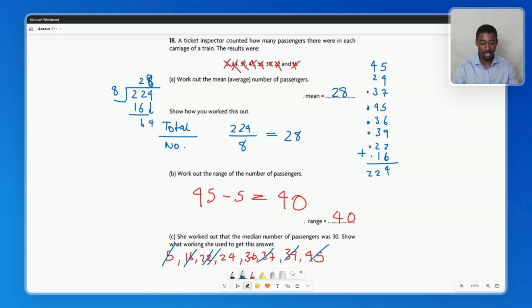Okay, so now the middle numbers we have are 24 and 36. So we want to find the middle of 24 and 36, which we can do by adding these two numbers together and then dividing by 2. So 24 plus 36 is going to be what? Well, 20 plus 30 is 50. 4 plus 6 is 10. So 50 plus 10 is 60. So 60 divided by 2 is 30, which is why the median is 30. That's her working out.